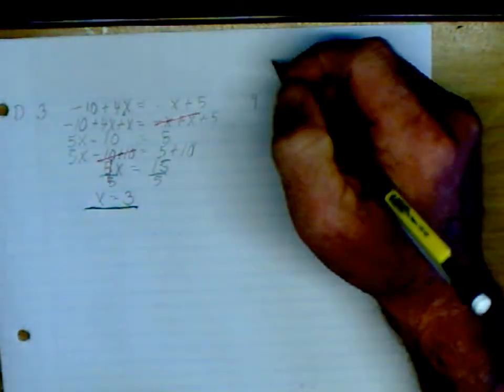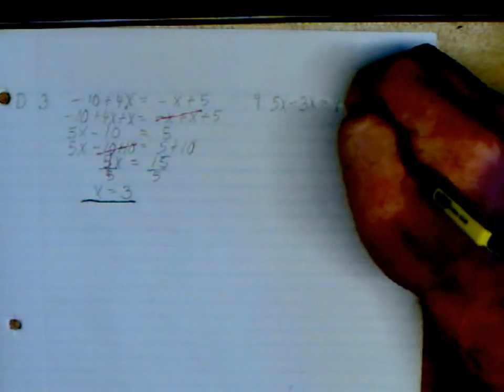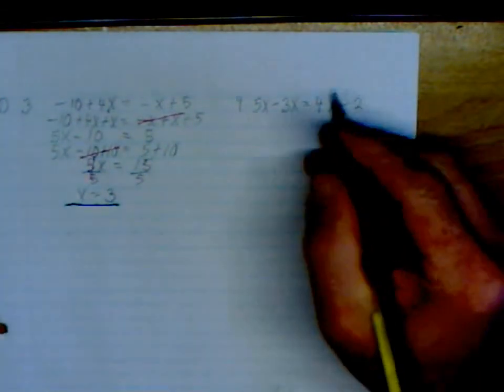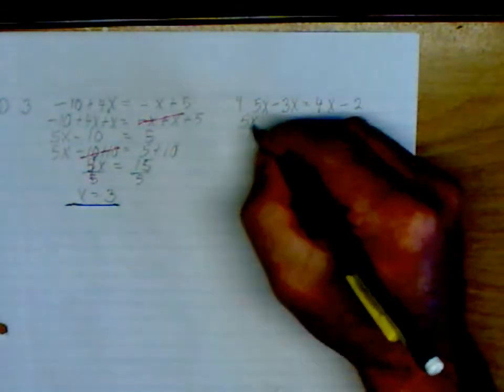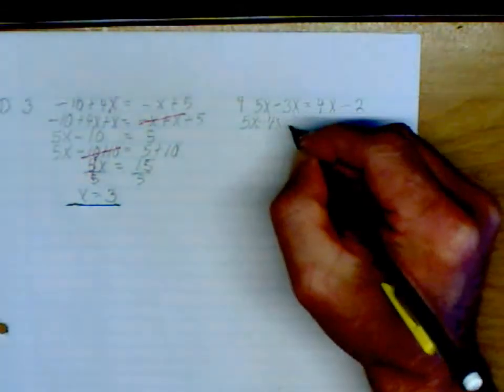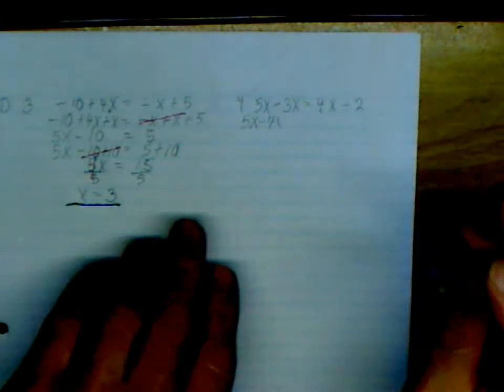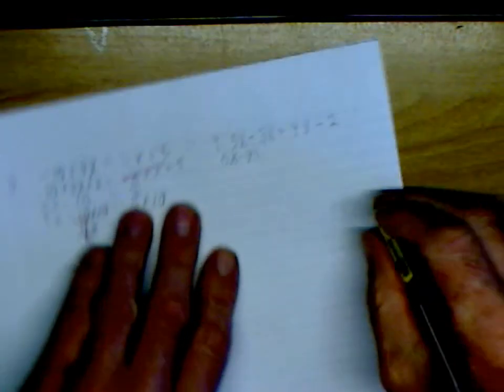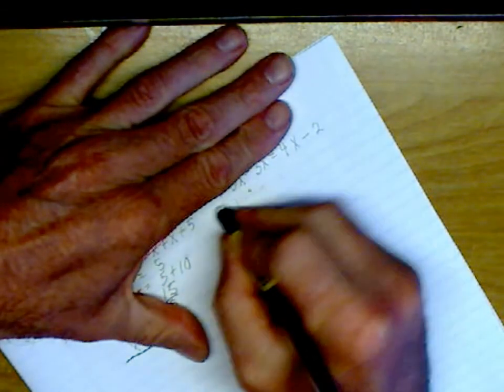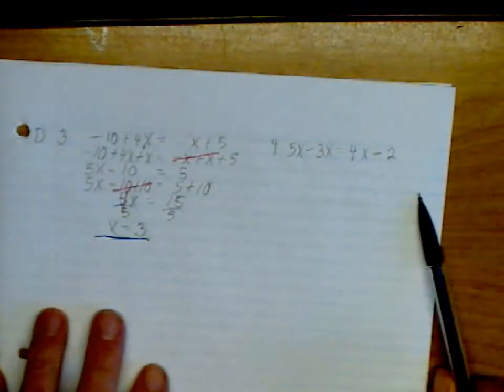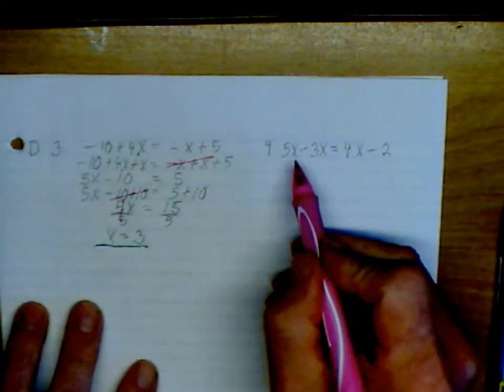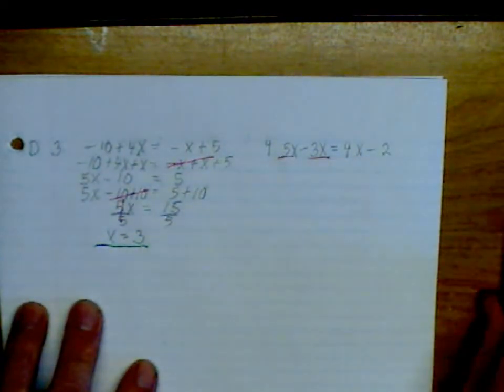Number 4, part D, 5x minus 3x is equal to 4x minus 2. Okay, I'm going to subtract the 4x from both sides. Puts the letters on the left. Oh, no, did I make a mistake? No, here, let's go back and simplify first. Is that the question? Yeah, that's right. Let's get these like terms sorted out first.